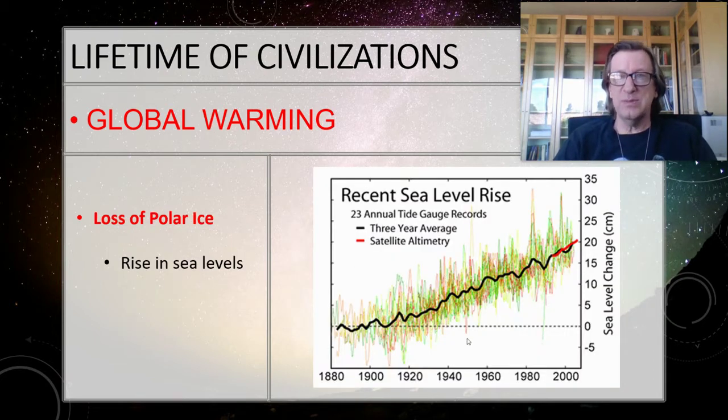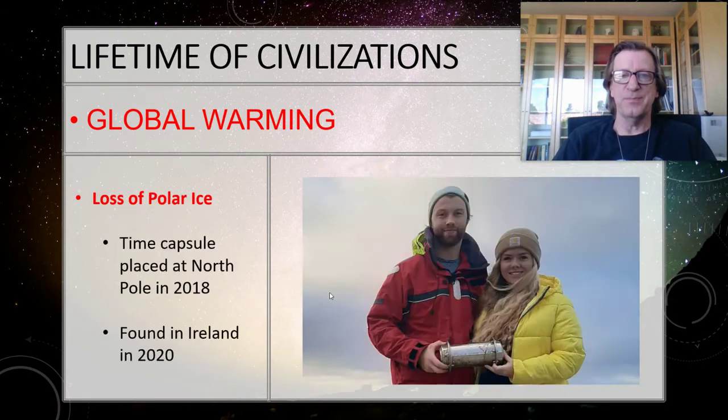So as we lose the polar ice, that ice is raising sea levels, as we see. And we can see that this is increasing over time, starting at about 1900. Prior to 1900, it was reasonably flat. That's what this line right here is showing. And then from 1900 to about 2000, we're seeing this increase.